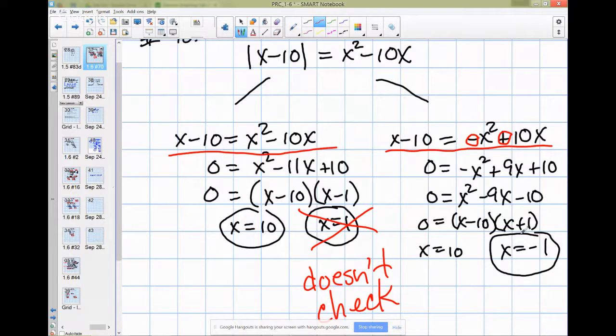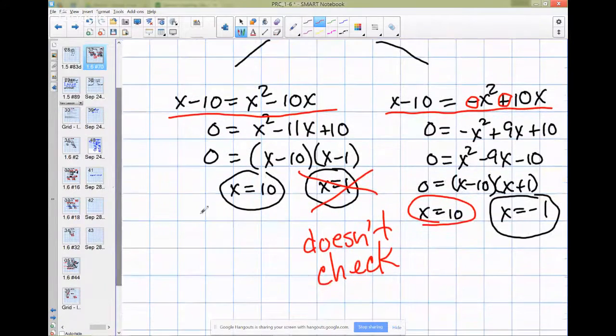This one, again, do the quadratic. I was able to factor this one too, and I came up with these two answers. Notice this is a repeat here. So, I mean, I don't have to list this again, this x equals 10. I've already listed it over here. Okay, there is one that doesn't check. One doesn't work. Try it.